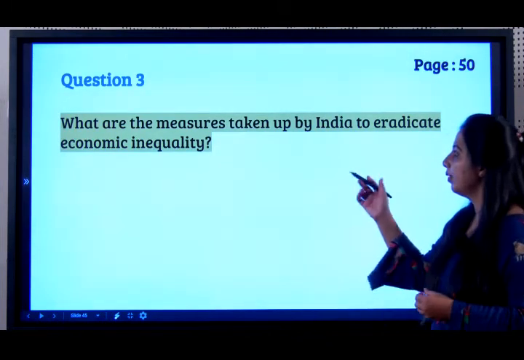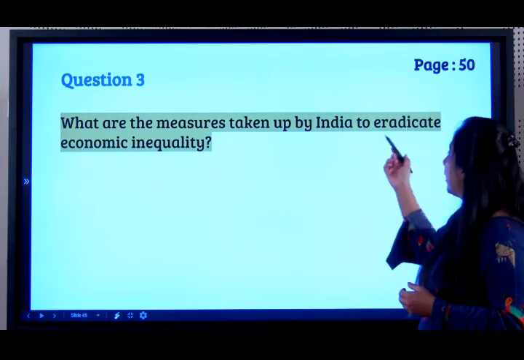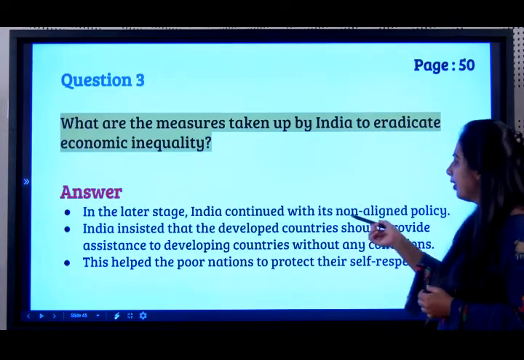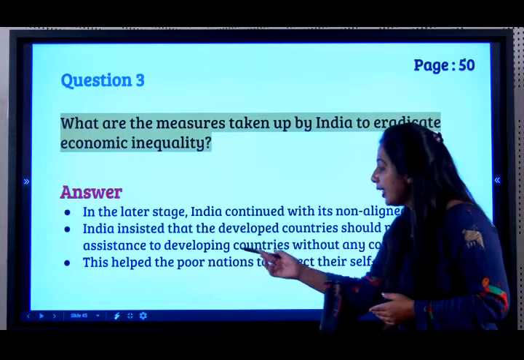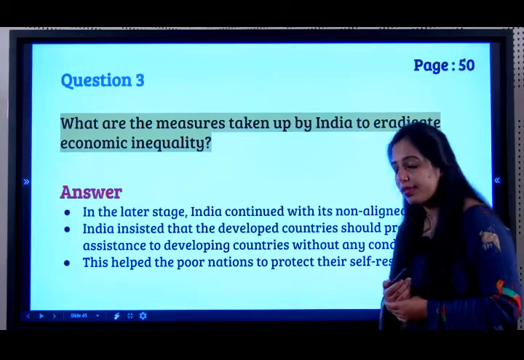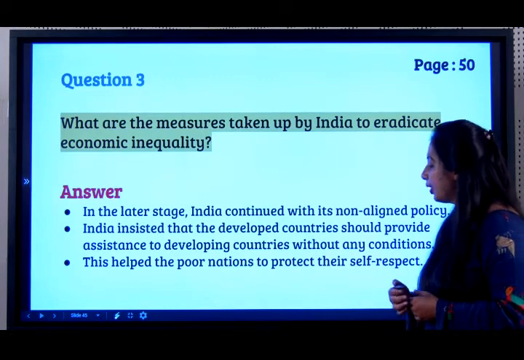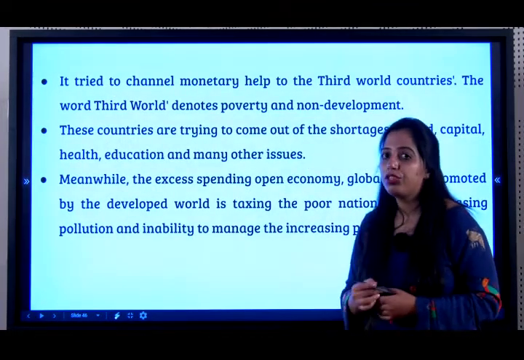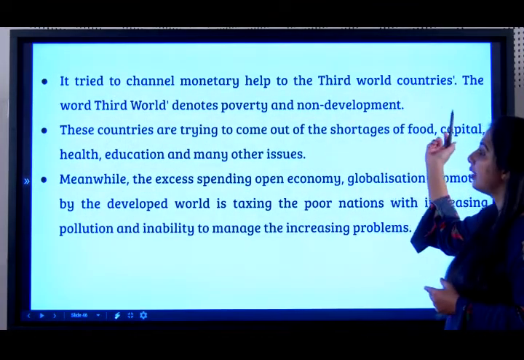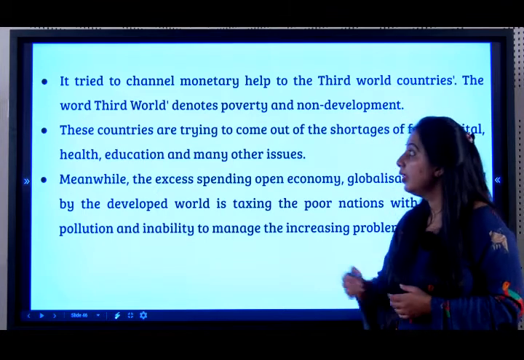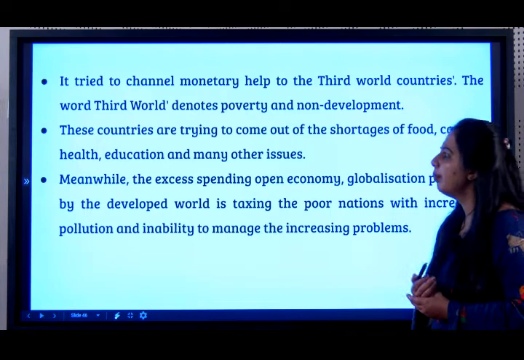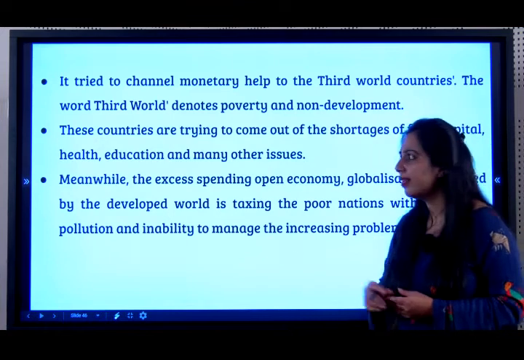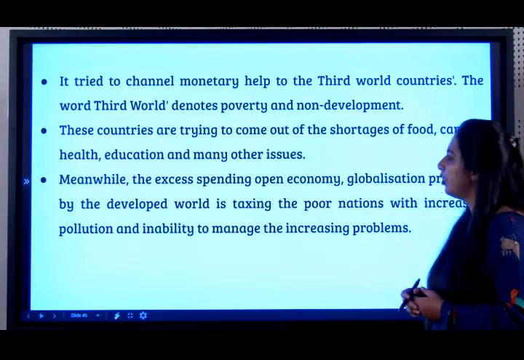What are the major steps taken up by India to eradicate economic inequality? Answer. In the later stage, India continued with its non-alignment. India insisted that developed countries should provide assistance to developing countries. This helped the poor nations to protect their self-respect. It tried to channel the monetary help to the third world countries. What is the meaning of the word third world? Third world denotes poverty and non-developed countries. These countries are trying to come out of shortages of food, health, education and many other issues.